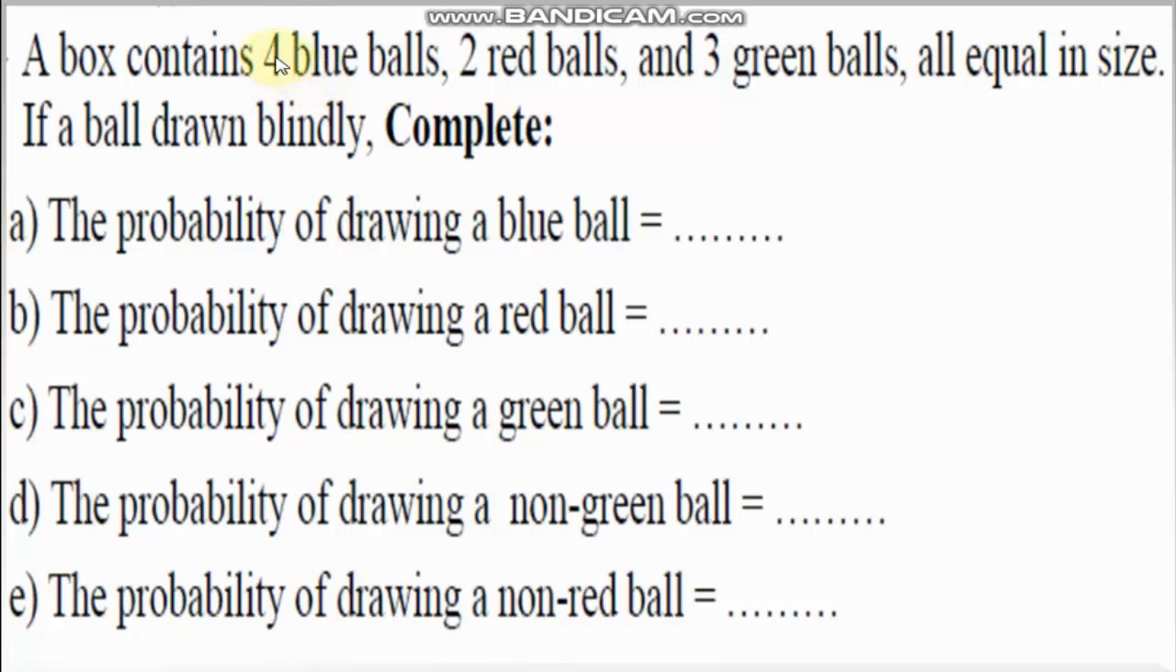The total number here, we have 4, 2 and 3. 4 plus 2 equals 6. 6 plus 3 equals 9. So the total number here is 9. And the blue balls were 4. It's 4 over 9.